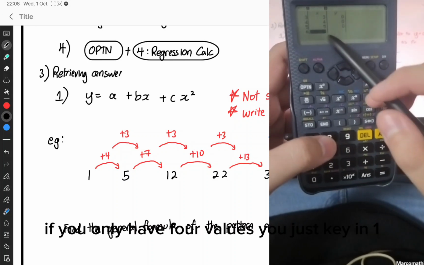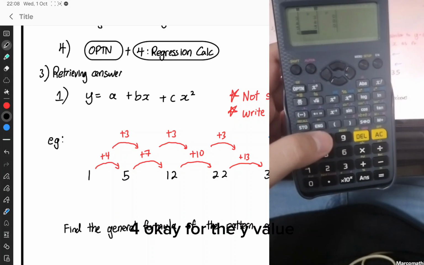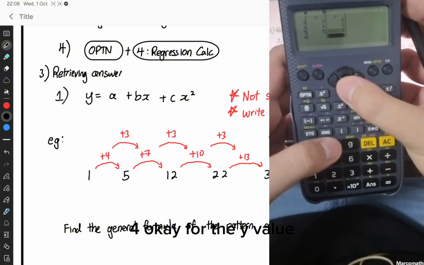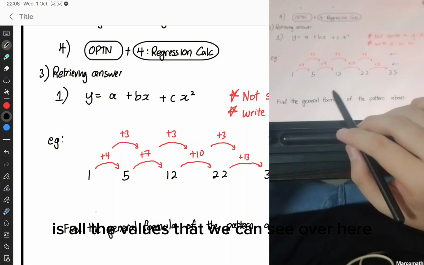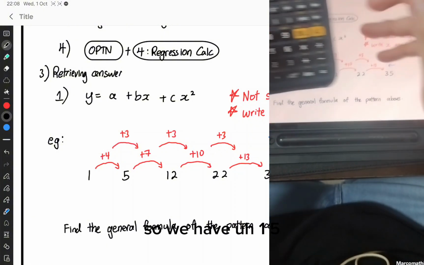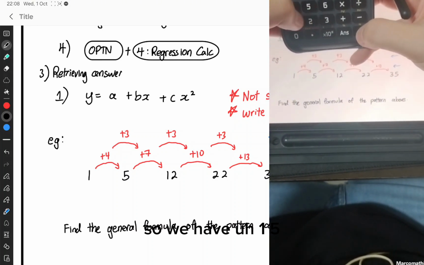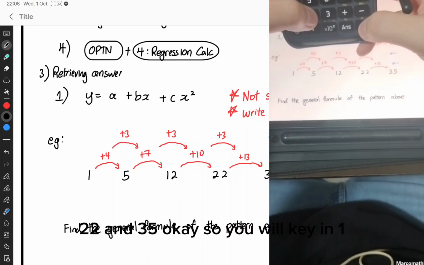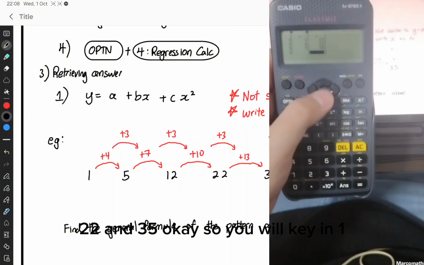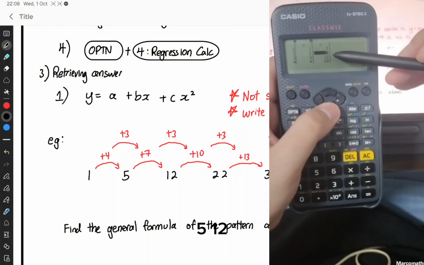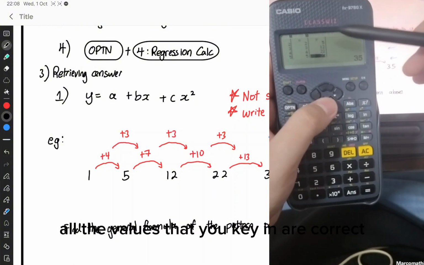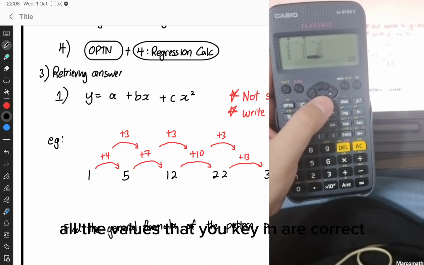Okay, if you only have 4 values, you just key in 1, 2, 3, 4. Okay, for the y value, what we're going to key in is all the values that we can see over here. So we have 1, 5, 12, 22 and 35. Okay, so you'll key in 1, 5, 12, 22 and 35. Make sure that all the values that you key in are correct.